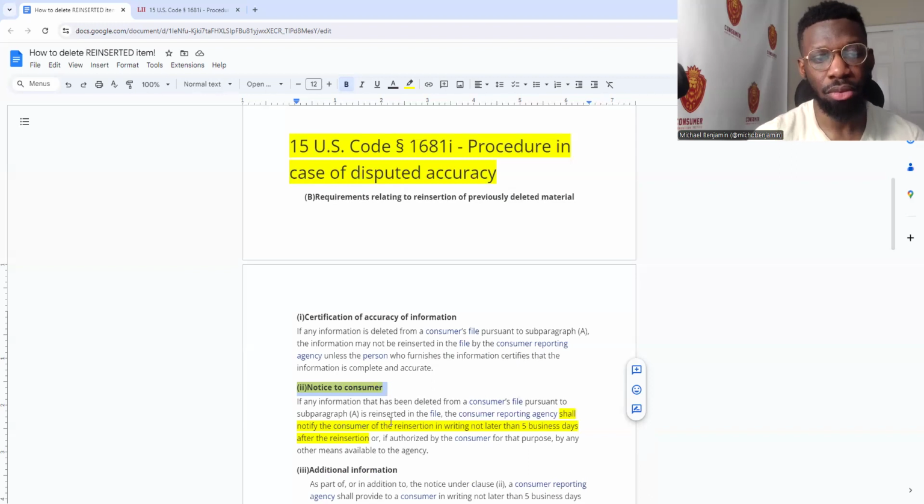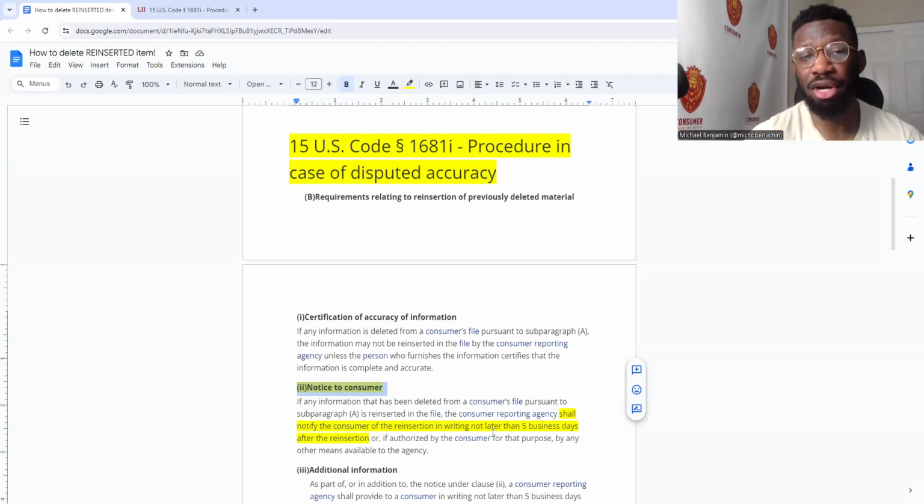So if any information that was deleted is reinserted, the consumer reporting agency, if you follow me, you should know what a consumer reporting agency is. That's the credit bureaus. Shall, let's pause there. Shall means that it has to be done. It's not optional or anything. It has to be done. They shall notify the consumer, which is you, right, of the reinsertion in writing not later than 5 business days after the reinsertion. So think about that and apply it to your situation.